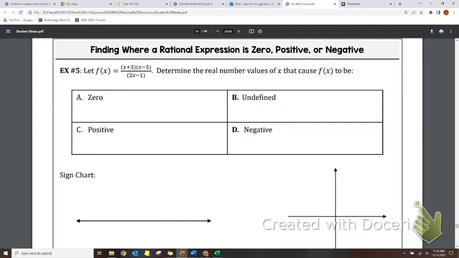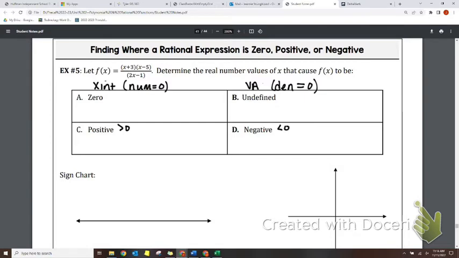So those vertical asymptotes are also the critical values. We're going to find the zeros, which remember is the same thing as your x-intercepts, and you find them by setting your numerator equal to 0. And we're going to find where it's undefined, which is your vertical asymptote, and we find that by setting our denominator equal to 0. And then we'll look for where it's positive, which is where it's greater than 0, and where it's negative, so where it's less than 0.